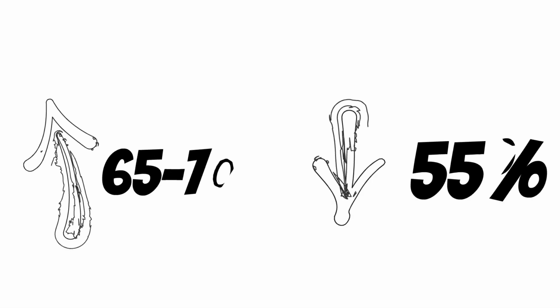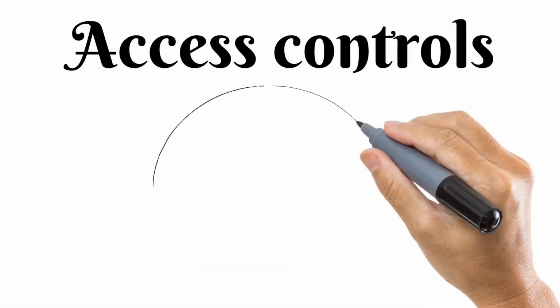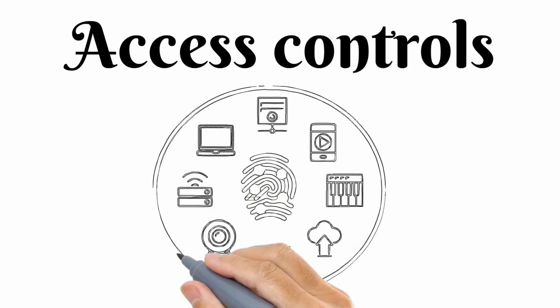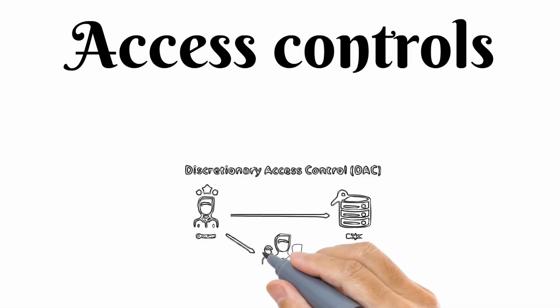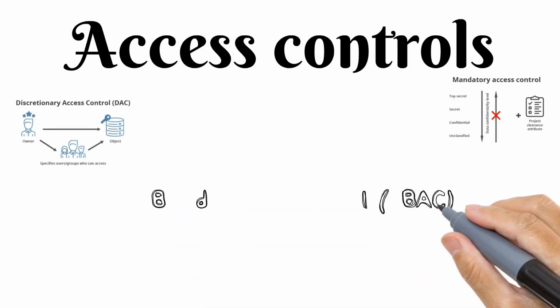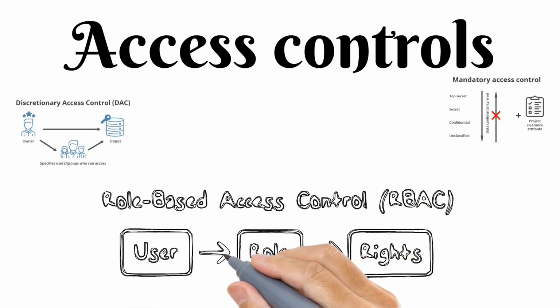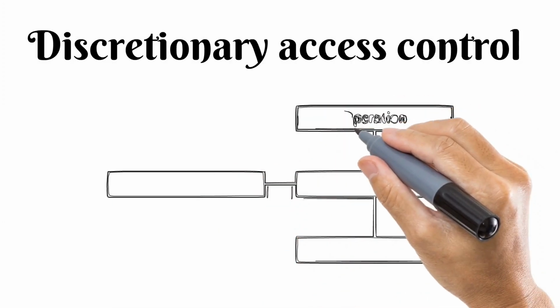Access controls. Access control models are sometimes categorized as either discretionary or non-discretionary. The three most widely recognized models are discretionary access control, DAC, mandatory access control, MAC, and role-based access control, RBAC. MAC is non-discretionary. Discretionary access control, DAC, is a policy determined by the owner of an object. The owner decides who is allowed to access the object and what privileges they have.